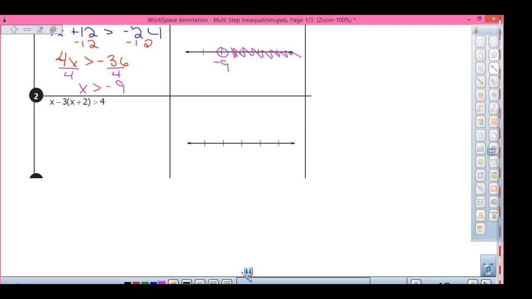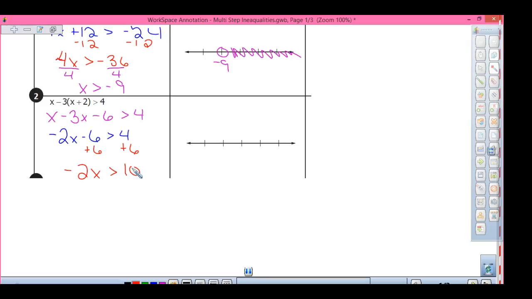All right, number 2. We have x minus 3x minus 6 is greater than 4. So I combine my terms and get 2x minus 6 is greater than 4. Then add 6. Negative 2x is greater than 10.